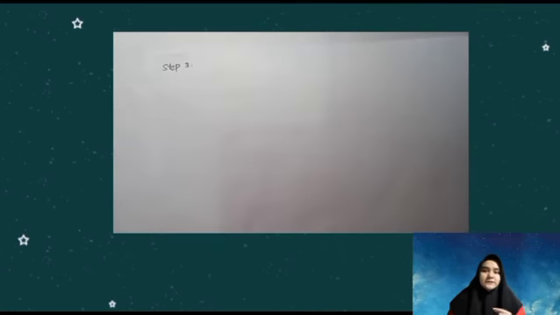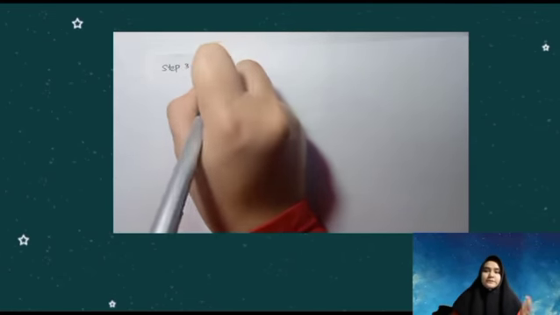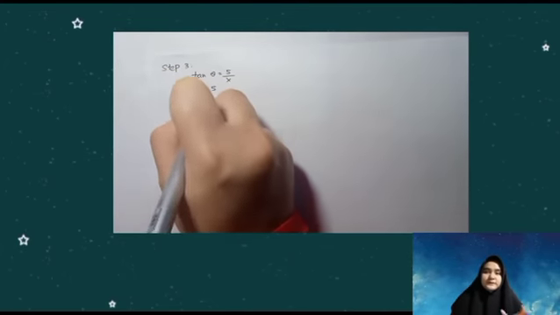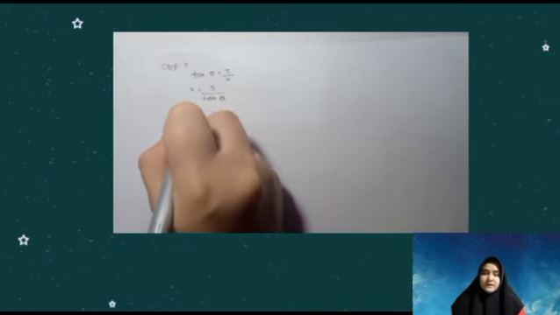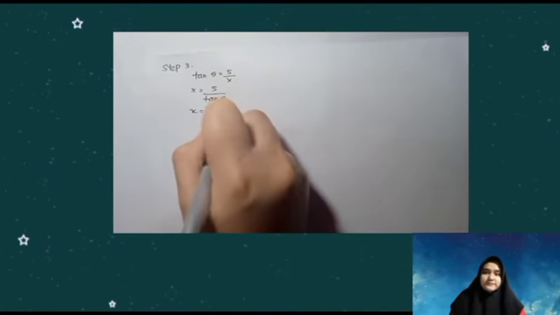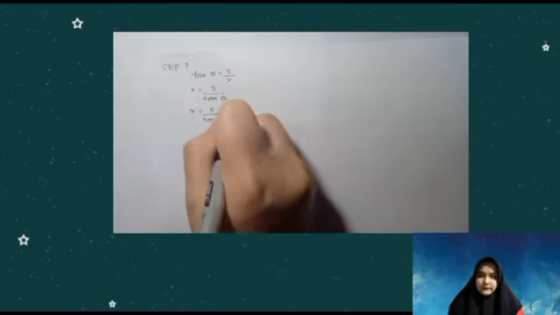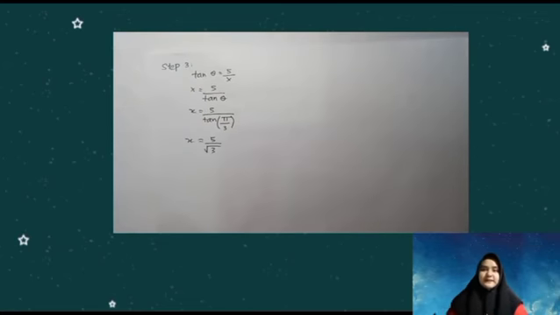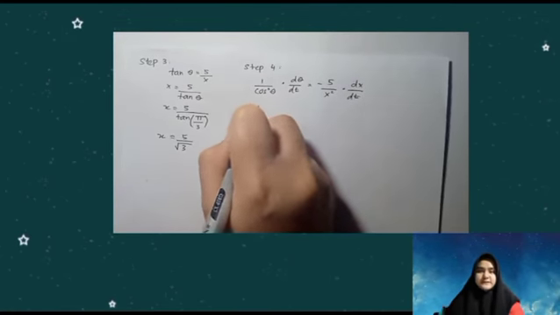Next, we need to find the value of x, where we can find it from tangent theta equal to 5 over x. To find the value of tangent theta, we need to insert the theta value given in the equation, which is theta equal to pi over 3. Then we will find the value of tangent pi over 3 using a trigonometric identity. And then we get the value of x equal to 5 over root 3. After getting the value of x, insert all the values to find the derivative of theta.